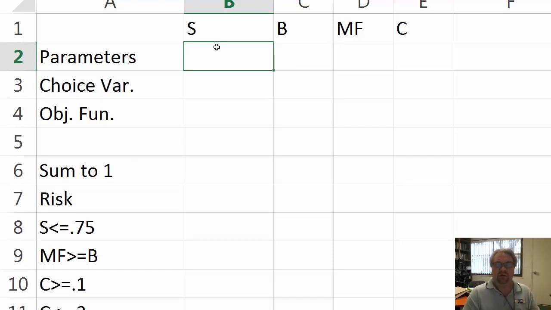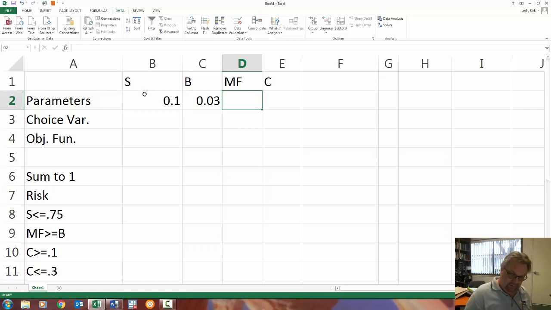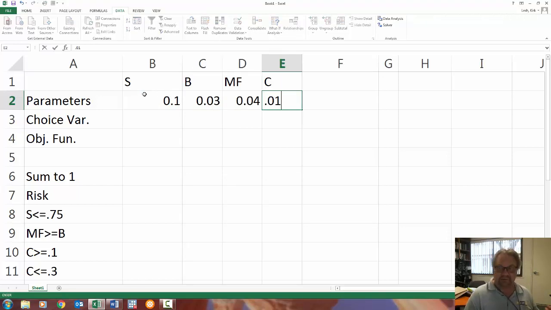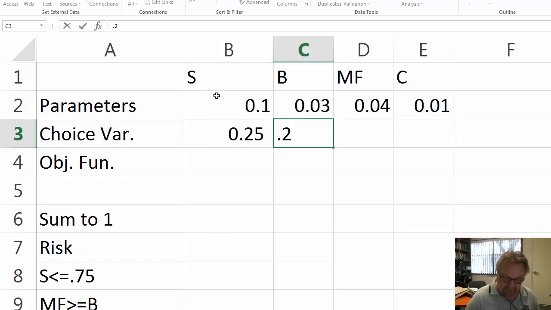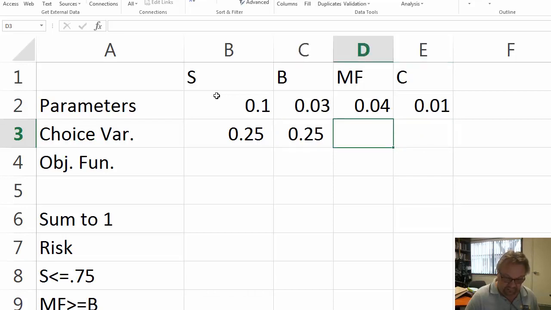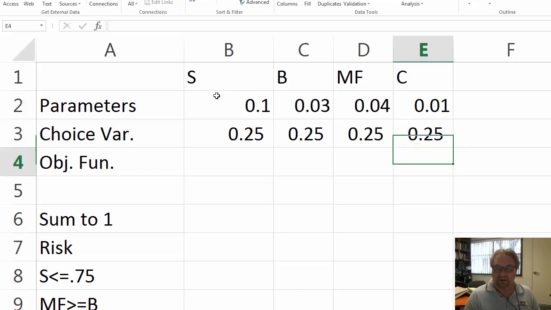So obviously our parameters here are going to be the returns for all these investments. So we have 10% for stocks, 3 in bonds, 4 in mutual funds, and cash is just, of course, 1%. Since I'm doing percentages, I'll try to put this in so that you have a better idea of what's going on. For now, I'll just let each investment be 25% of my total.